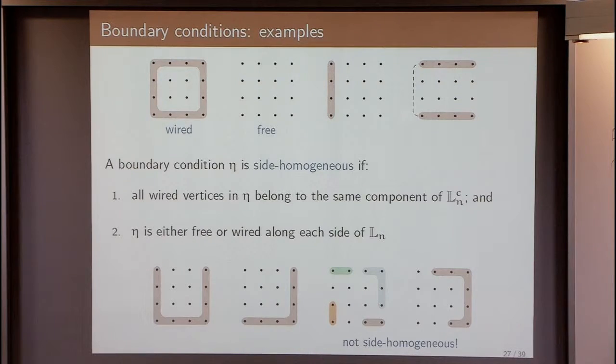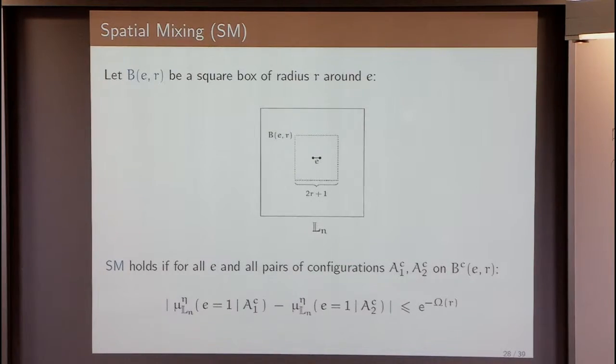This one is not, because we have three non-trivial elements in the partition, and this one is not because it is not homogeneous on this side or in this side. Okay. So the other notion that I have to introduce is this idea of spatial mixing, which is slightly different for the random cluster model.